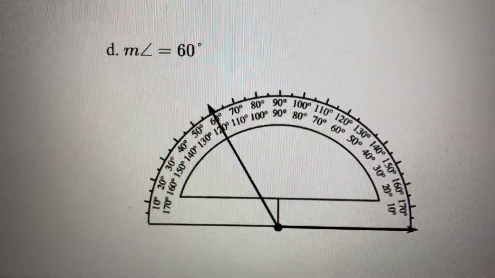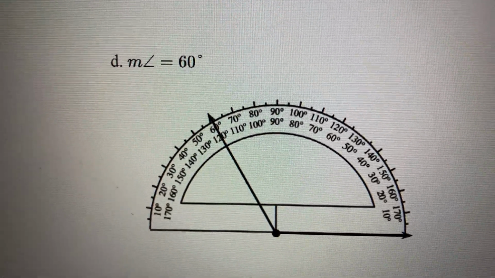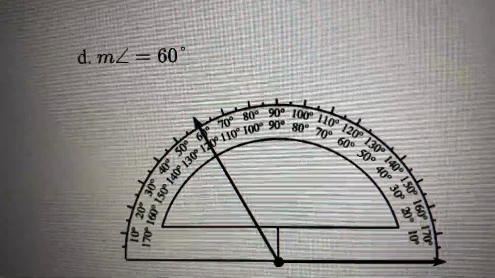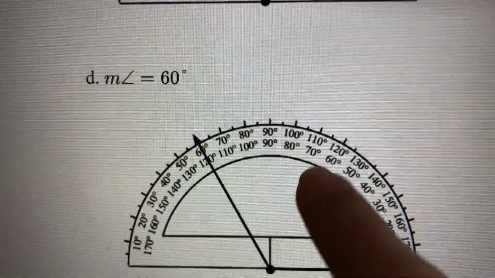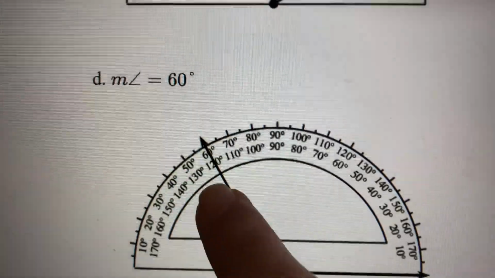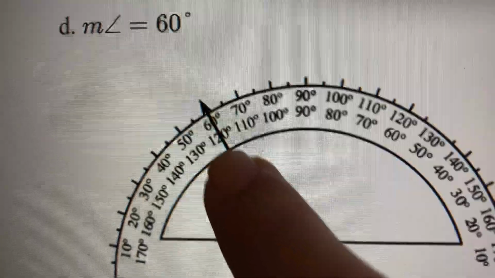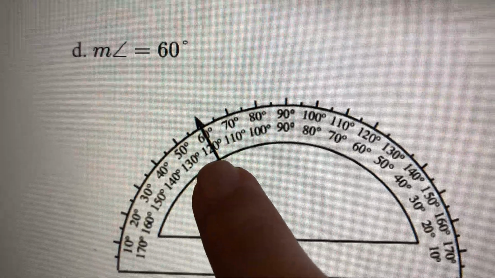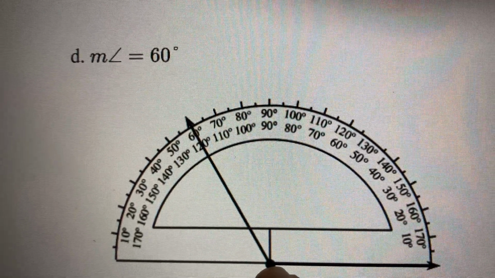Last one. So they put the measure of the angle as 60 degrees. That is incorrect because 60 degrees would be less than 90. It would be right here. So that's where the 60 degrees would be. So you have to read the bigger number for this measure. So it shows 60, but it's obviously not 60. It has to be 120 since it's obtuse and it's bigger than 90 but less than 180.